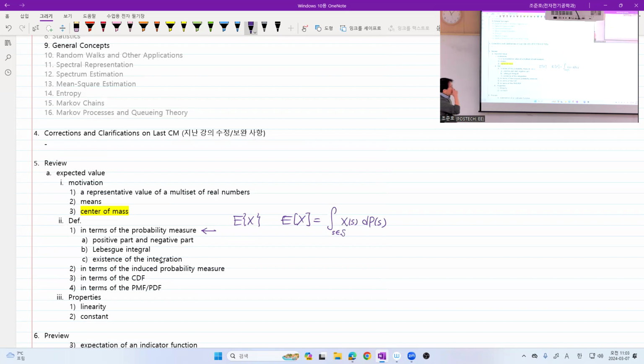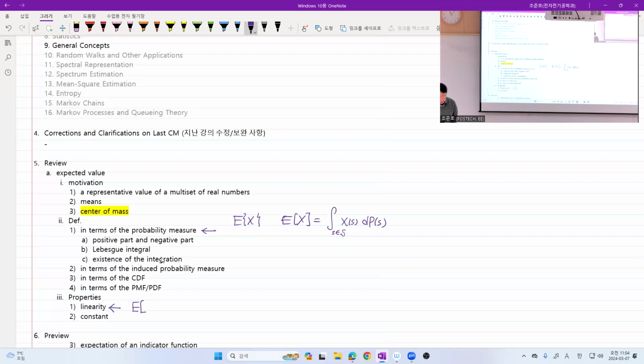And since you haven't taken the measure theory course, so this does not mean much. However, it is very useful to derive one of the most important properties of the expectation operation. What is it? Expectation is a linear operator.